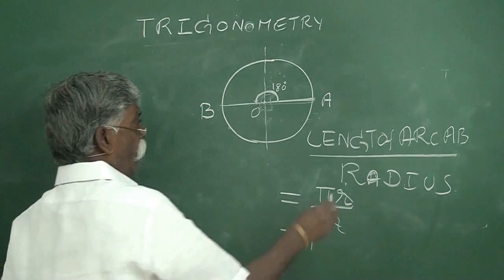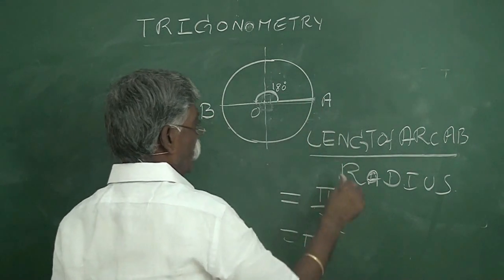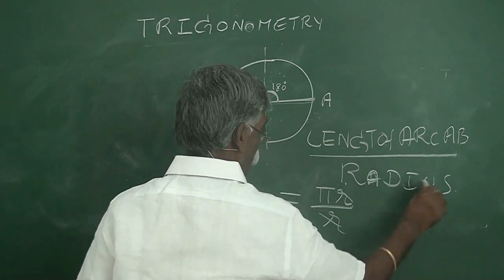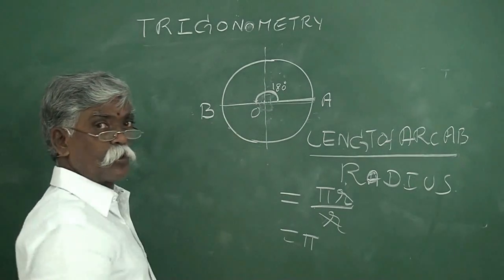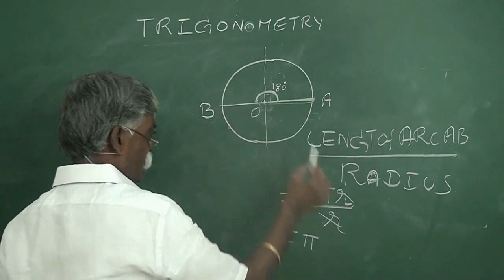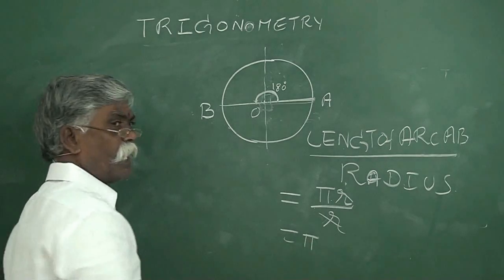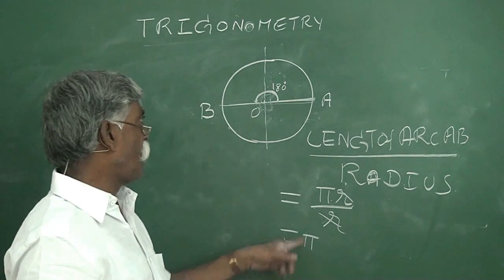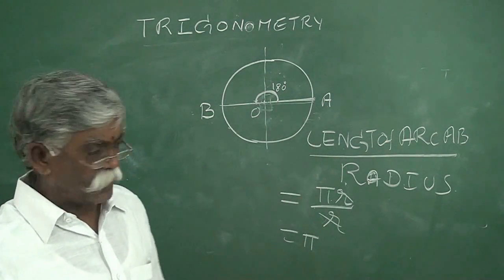Therefore, the same angle is length of the arc AB by radius. Circumference is 2 pi r. Therefore, this length is pi r by r. Therefore, this is pi radians. So, therefore, pi radians is equal to 180 degrees.